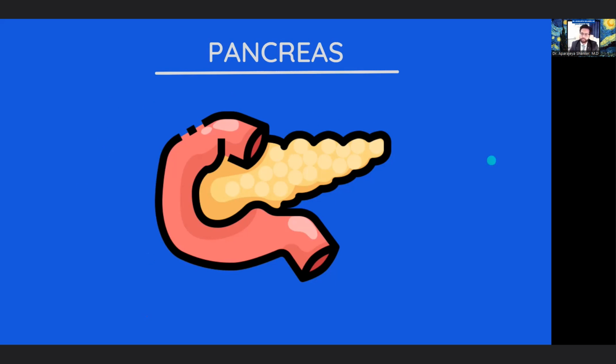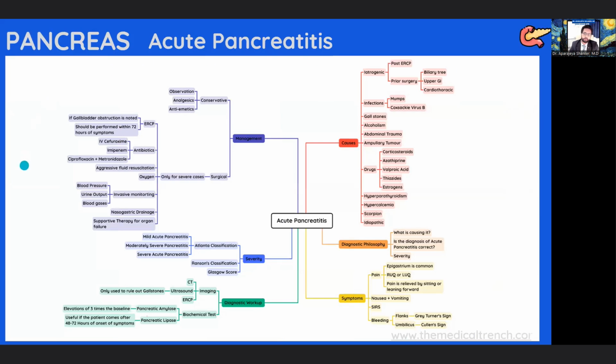In the pancreas, we're going to discuss acute pancreatitis, chronic pancreatitis, the pancreatic cancers, where they are located, and how to do the Whipple's procedure. Those are the most important things.